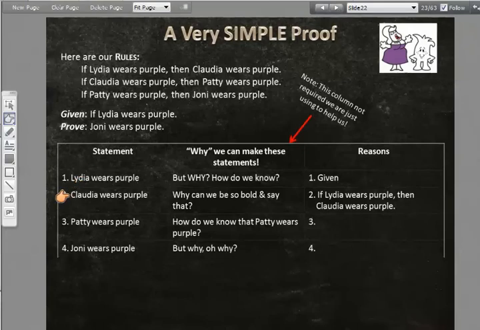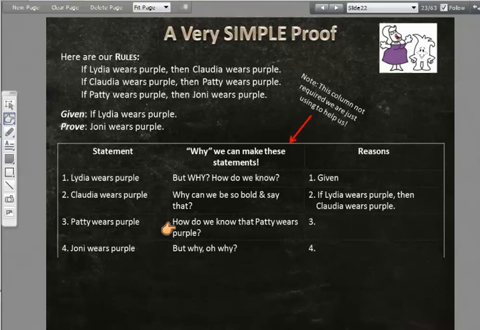The second statement says Claudia wears purple. Well, why can we be so bold to say that? If we look up at our rules, it says if Lydia wears purple, then Claudia wears purple. So there's our reason. That's how we can say it, because it's one of our rules up here.